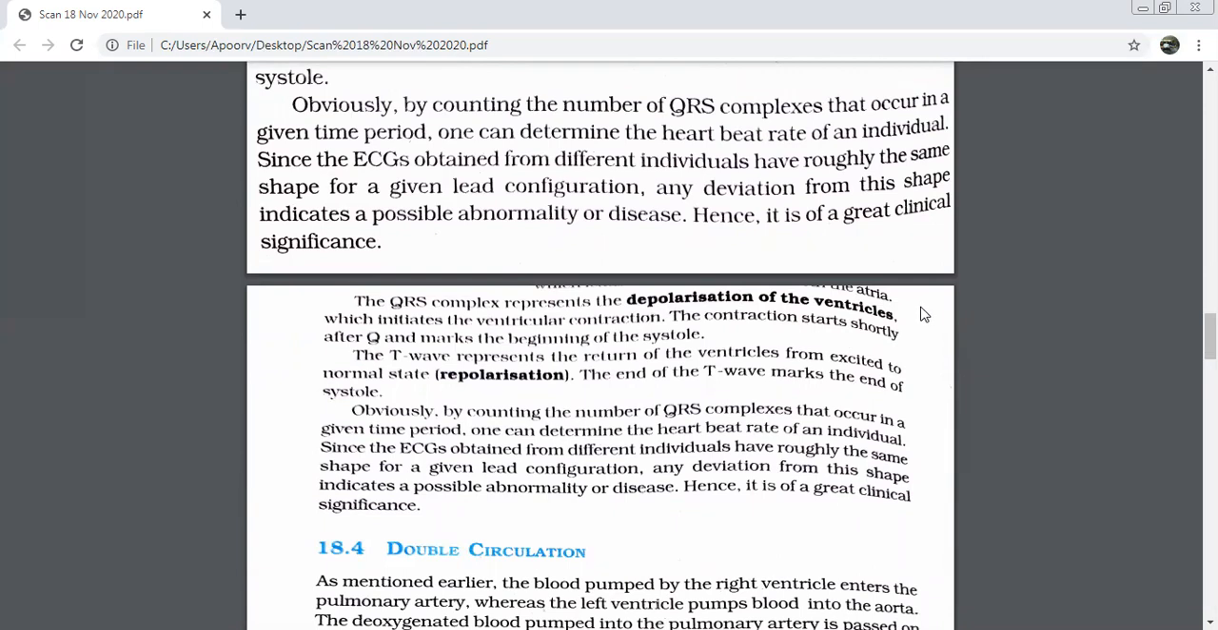Repolarization of ventricles. QRS complex. This you have already done, that the T wave represents the repolarization. What does it represent? It represents the repolarization. So basically, how many waves and how many complexes have you revised?